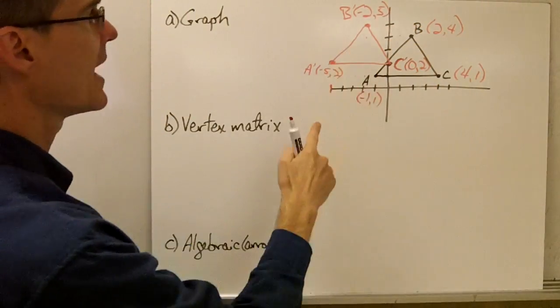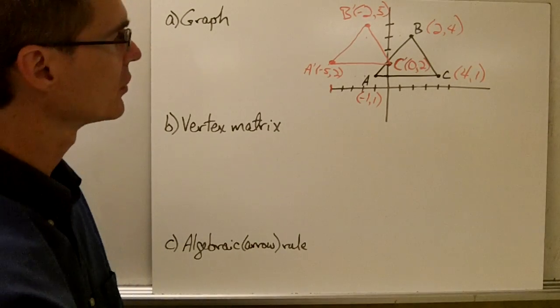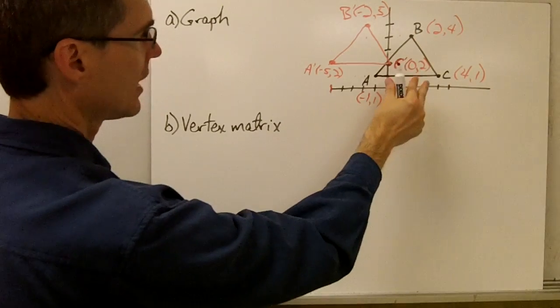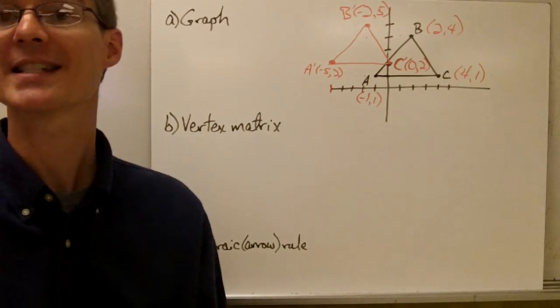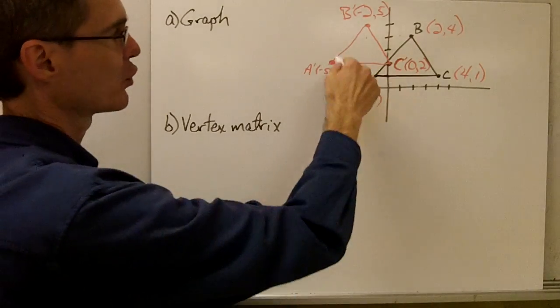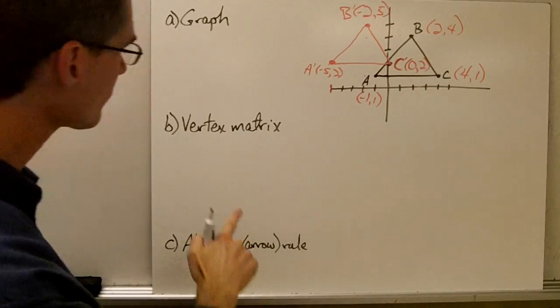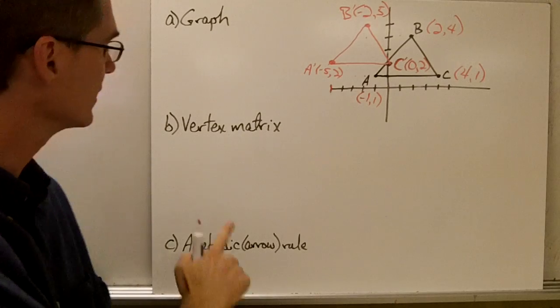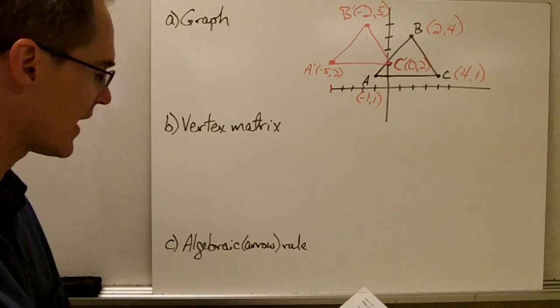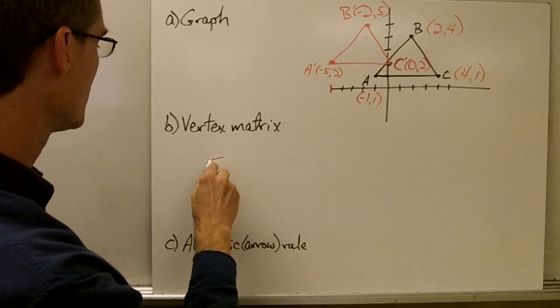And here is what my translated figure looks like. Here's my original triangle. I moved it left 4 and up 1. That's what my translated image looks like, my translated triangle. Well, that's how this translation looks if I do it graphically. Let's take a look at how it's going to look if I do it using vertex matrices.